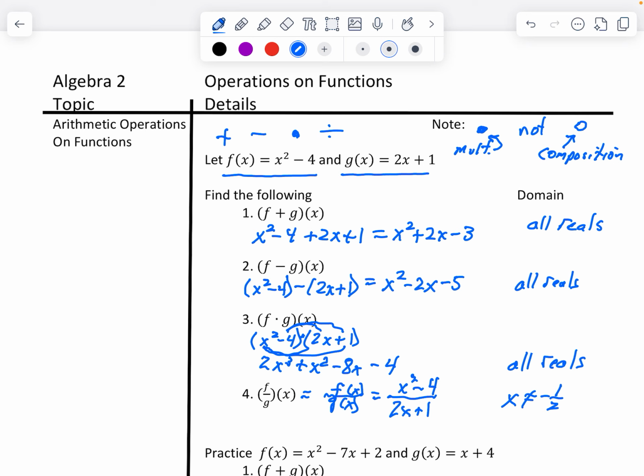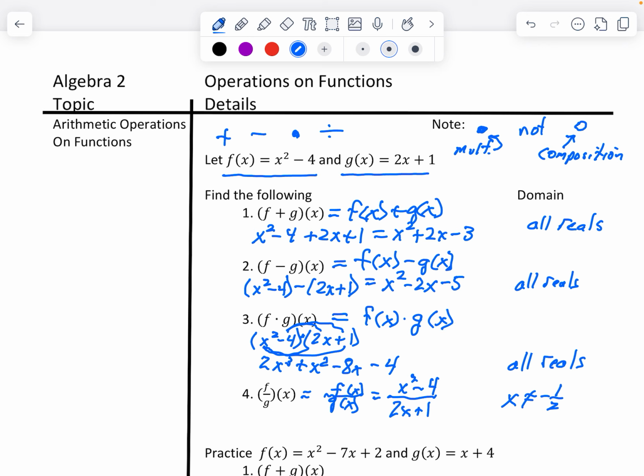So operations on functions, you're just going to be adding, subtracting, multiplying, and dividing them. Just remember the notation: if you have f plus g, it's the same as just doing f of x plus g of x. If you have f minus g, it's going to be just f of x minus g of x. Remember to distribute through your subtraction if you have to. And then f times g, this is not composition, this is multiplication because it's a closed dot. You just take f of x times g of x.